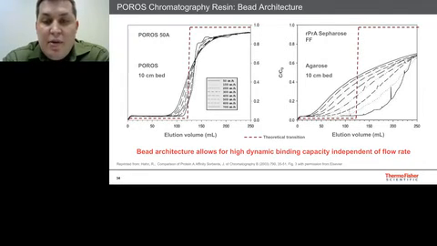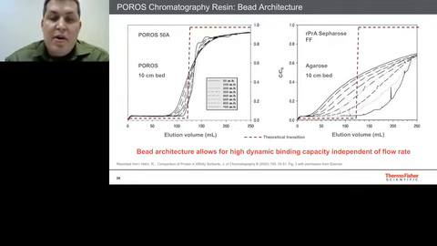The other item to notice is that the distance between the slowest flow rate, the far right, and the fastest flow rate, the far left, there's clearly a large range in the Agarose material, indicating a larger change in dynamic binding capacity over the range of flow rates, while the difference between the fastest and the slow rate for the porous resin has a significantly smaller change, and thus binding capacity is minimally impacted by flow rate. This demonstrates that porous binding capacity is independent of flow rate.